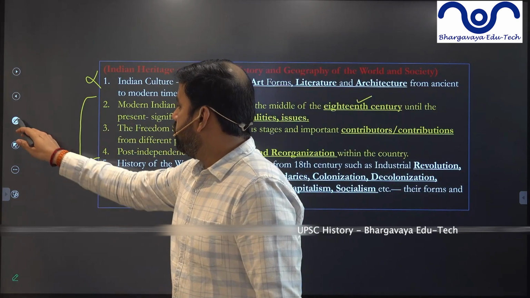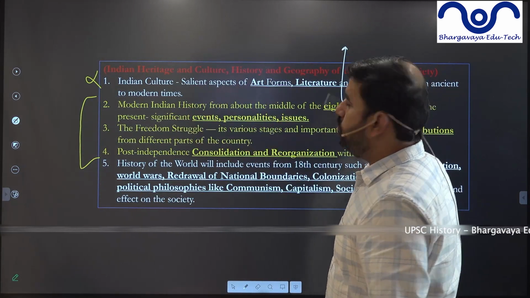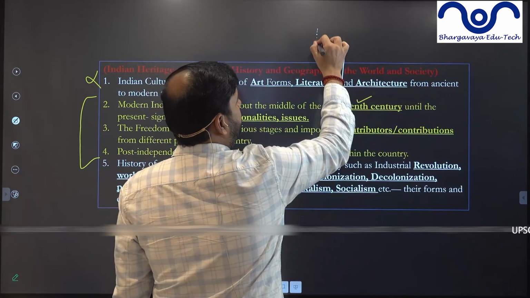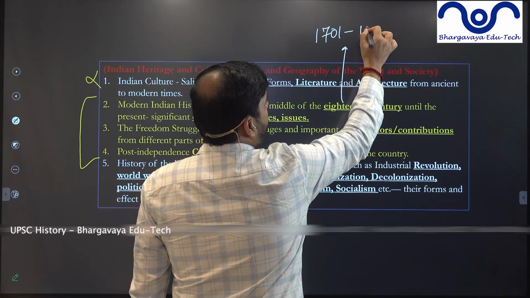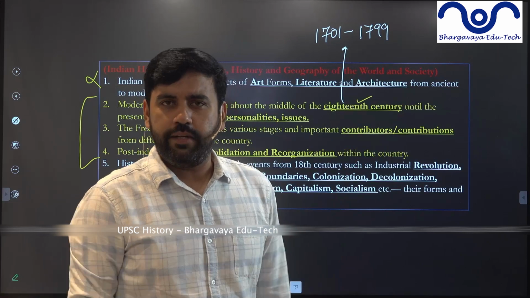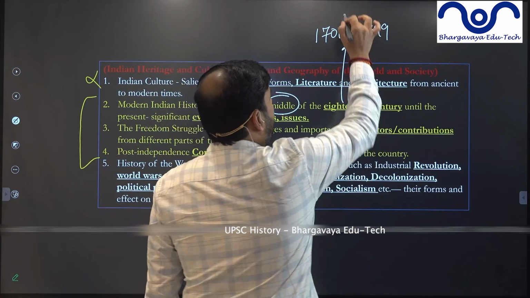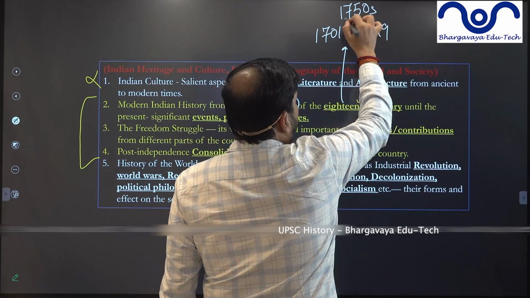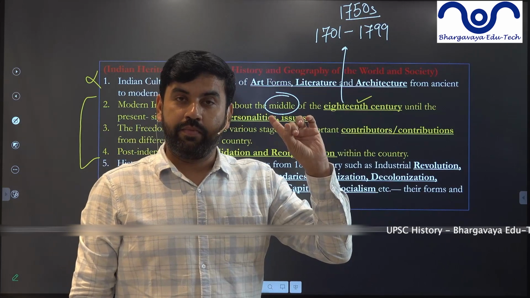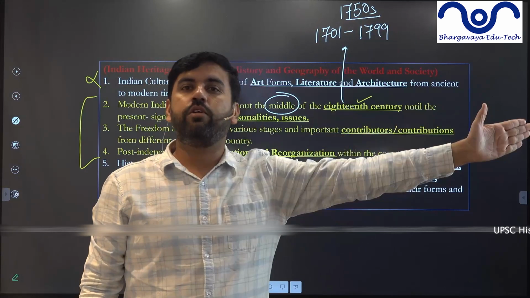Now, first of all, it is saying modern Indian history from about middle of the 18th century. As you have already started studying about the time period, 18th century basically means 1701 to 1799. Roughly, I am taking 100 years. Now, it is saying middle of the 18th century, which means from 1750s onwards. So that is the starting date of modern India, according to UPSC. So according to UPSC, this is your baseline. From here you have to start your journey.